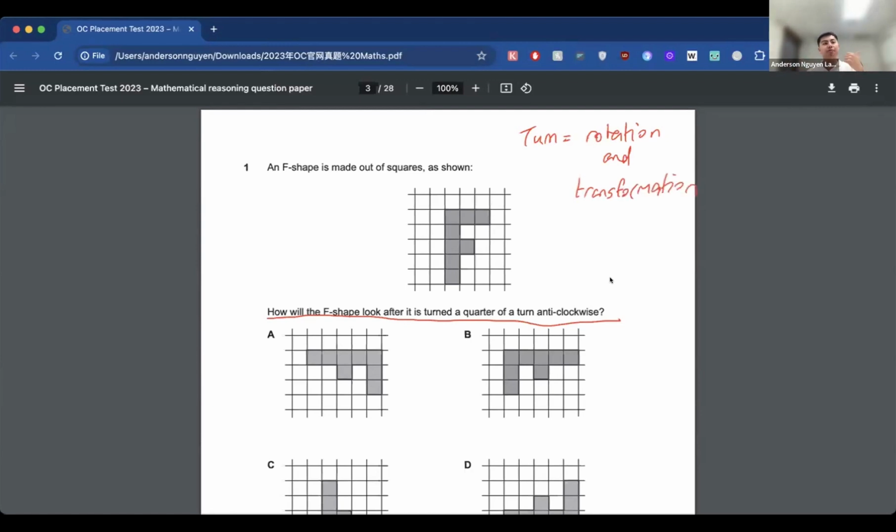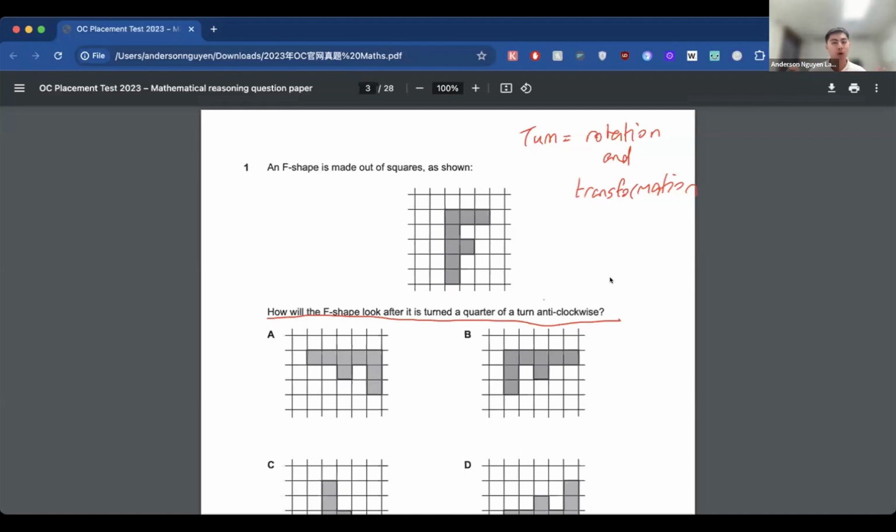And those transformations could be reflecting. It could be shifting its position, so it still looks the same, but it's just moved to a different spot. And you have rotation, which turns the shape and changes the way it looks. Now, in this case, it only said turn, so there are no other kinds of transformations involved.